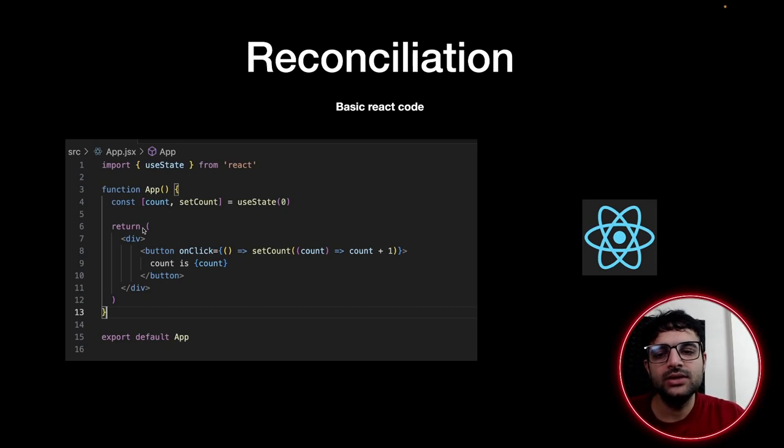Once you get these values, what does this component return? It returns a div which has a button inside which I write count, the count state variable. And I say if you click on the button, set count to count plus 1. This is slightly weird syntax. So let me write this in a slightly easier to understand way.